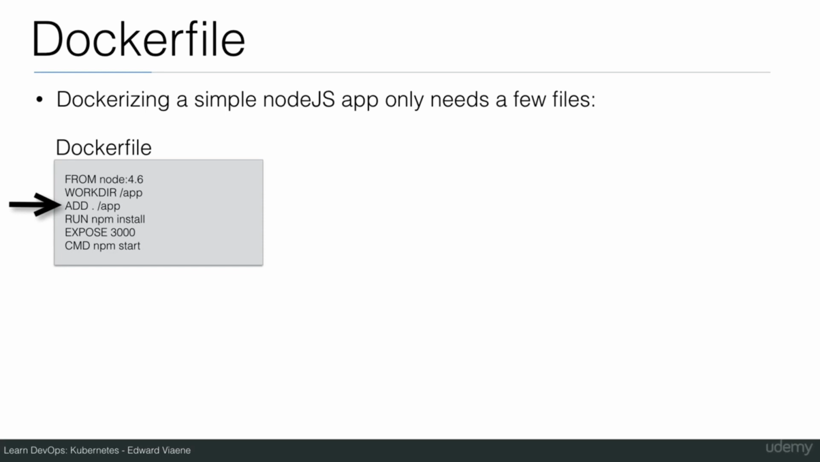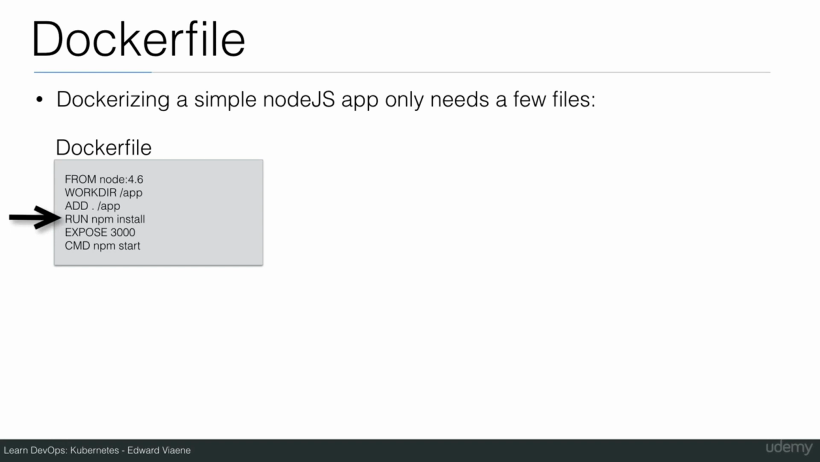And the current files in this current directory are going to be copied to /app. I will show you the other files in just a moment. It's just going to be the JavaScript files for this Node.js app that are going to be copied to this /app directory. To prepare this Docker image, we're going to execute some commands.